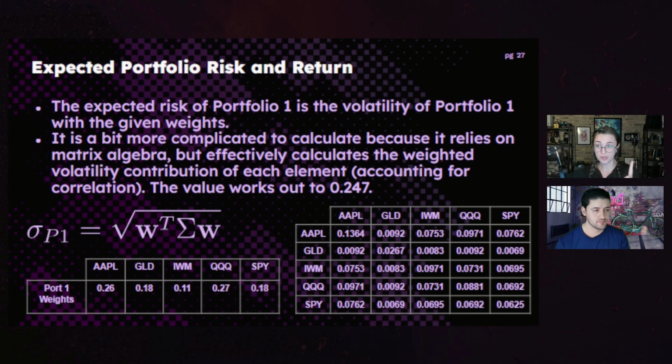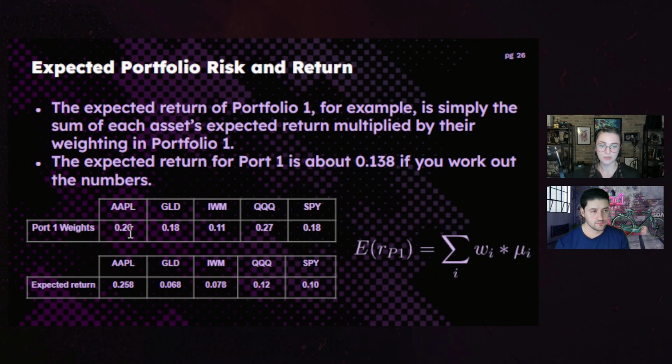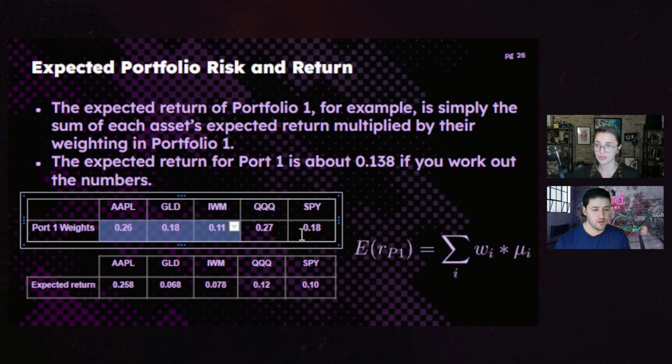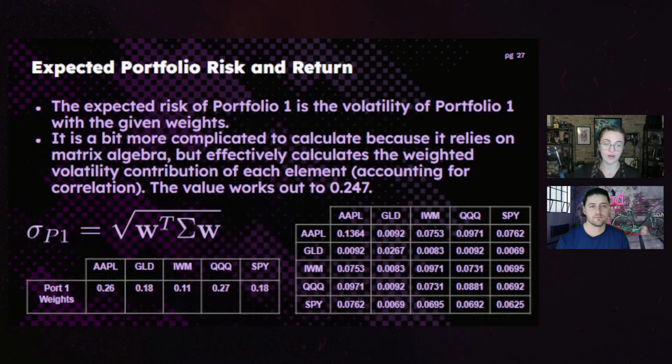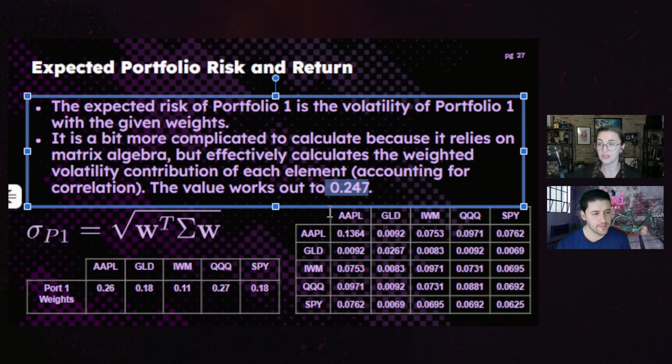We have our portfolio one. Remember, portfolio one has these weights, 26%, 18%, 11%. We have our expected return for the portfolio. We have our expected risk for the portfolio, which if you work out the numbers, it's 0.247. So now we have the expected risk and the expected reward for one portfolio.